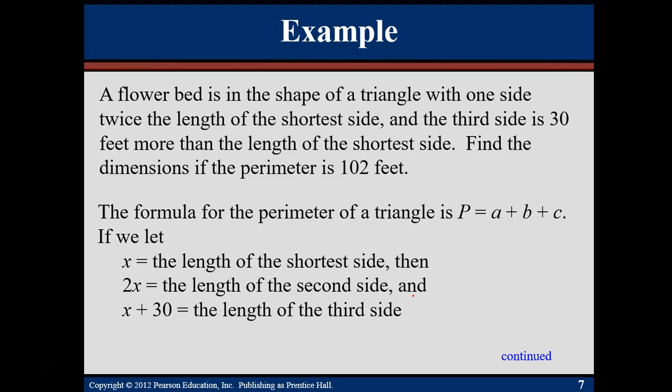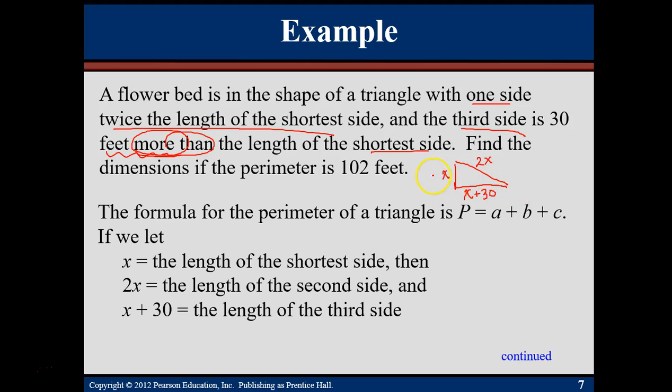If I have a flower bed that's the shape of a triangle, and I want one side to be twice the length of the shortest side, so let's say I have something that looks like this. I have the shortest side, and I want one side to be twice that, and I want my third side to be 30 feet more than the shortest. Well, 30 feet more than means to add, so take whatever your shortest is and add 30.